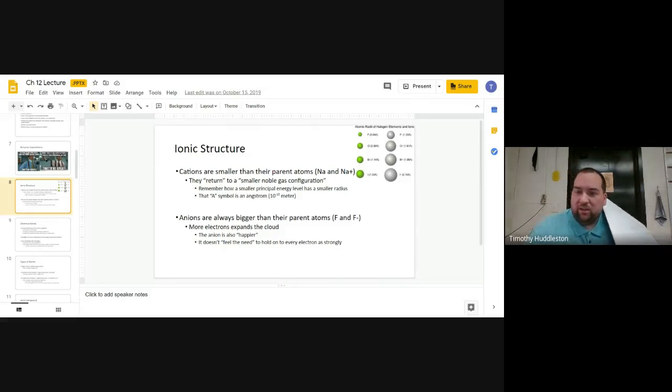Okay, and you can see examples up in the top right corner of certain types of atoms and how they expand when they become an ion. So F becomes F minus, and if you're wondering what that unit is, it's angstroms. And what an angstrom is, I believe it's 1 × 10⁻⁸ meters. That's a very small unit of measurement.